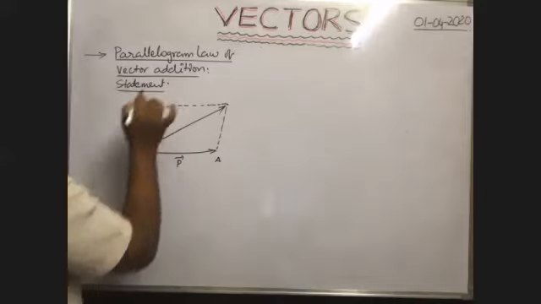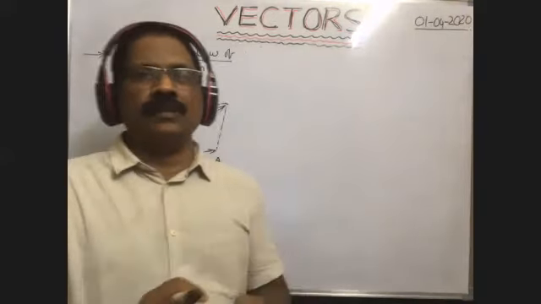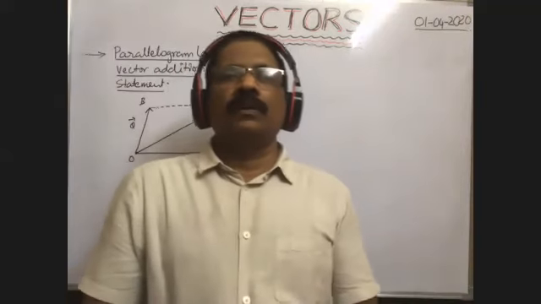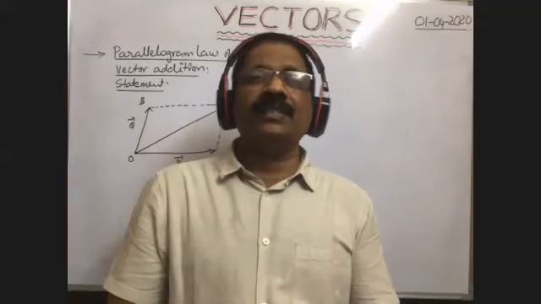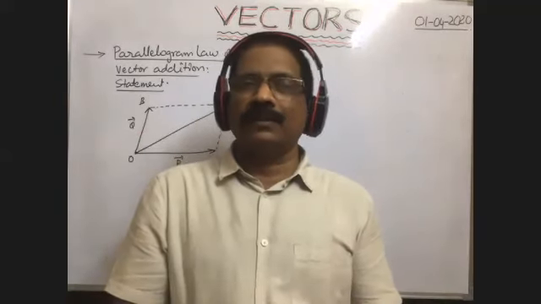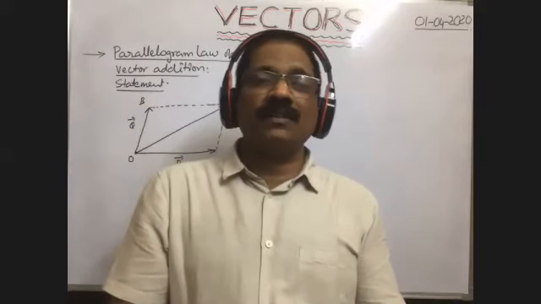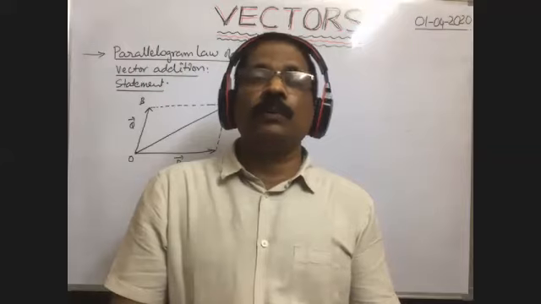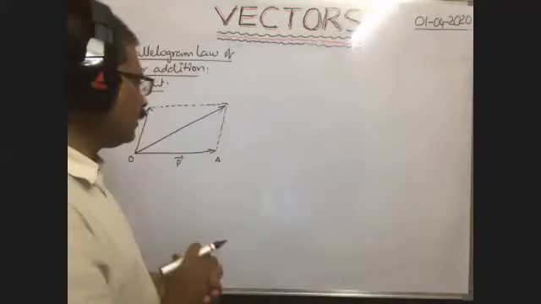So what does the statement mean? When two vectors act on a particle simultaneously, they are represented both in magnitude and direction as the adjacent sides of a parallelogram drawn from a point. Then the diagonal of the parallelogram passing through the same point gives the resultant of those two vectors both in magnitude and direction. That is the statement of the parallelogram law of vector addition.